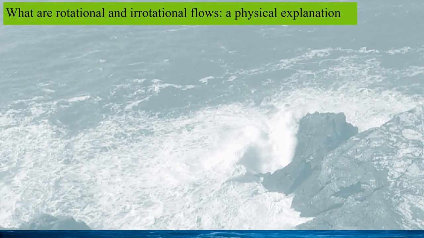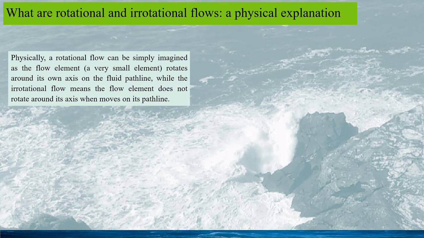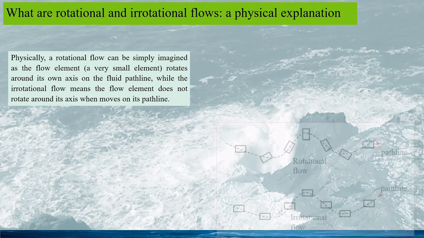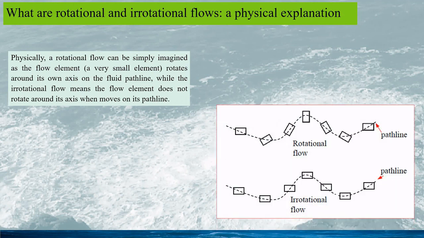In this slide, the physical meaning of an irrotational flow is explained. A rotational flow can be understood as the fluid element, the very small fluid element, rotating around its own axis when moving along the path, while the irrotational flow means that the fluid element does not rotate around its own axis when moving along its path.